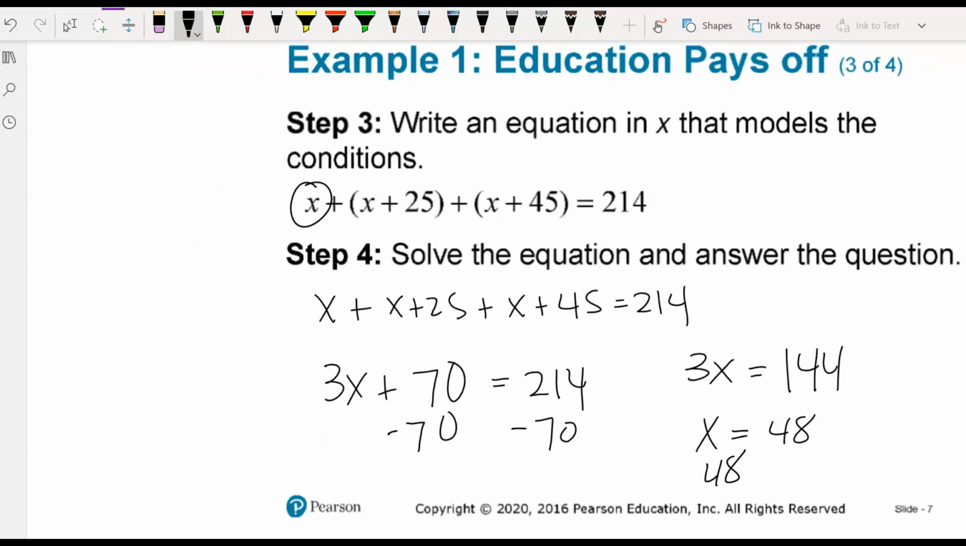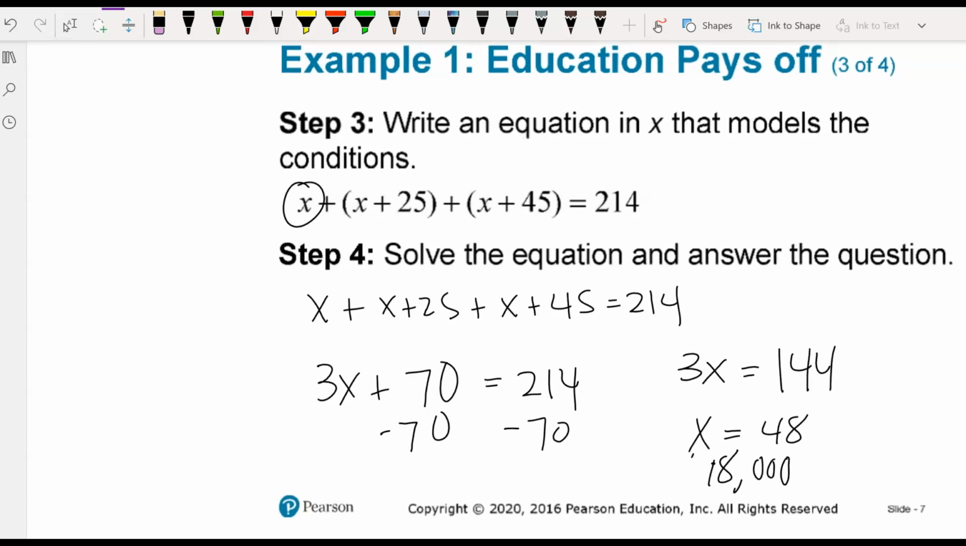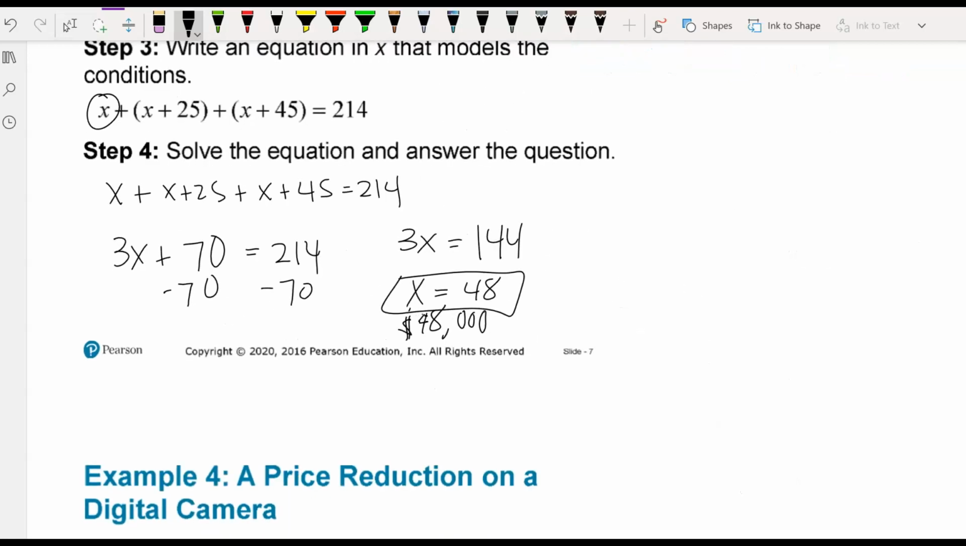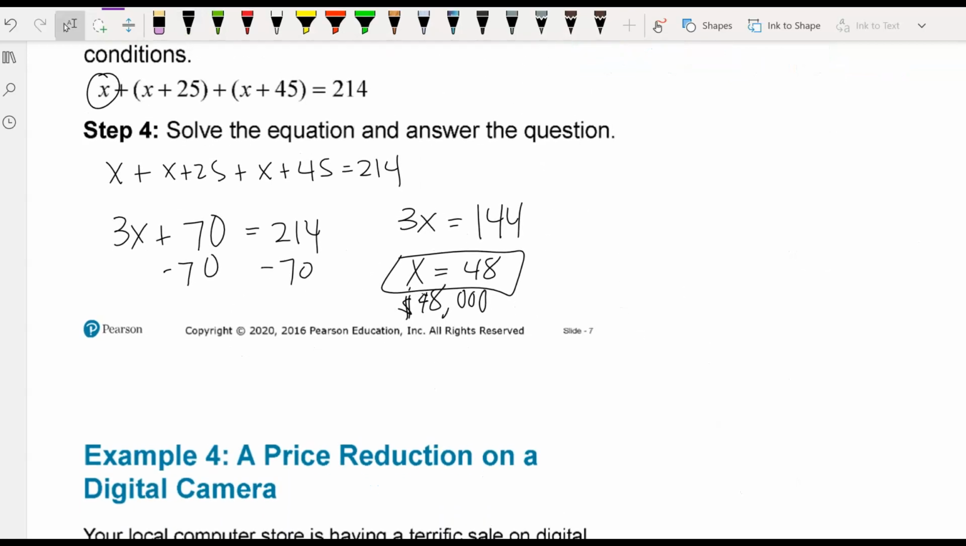So 48,000. Oh, that is not a dollar sign. And I think it wants it as x and not the 48,000. So let me just double check on that. Yeah, so it just wants the 48.